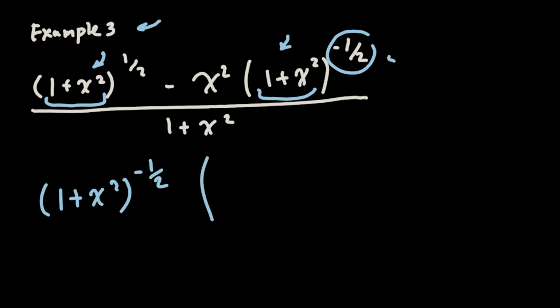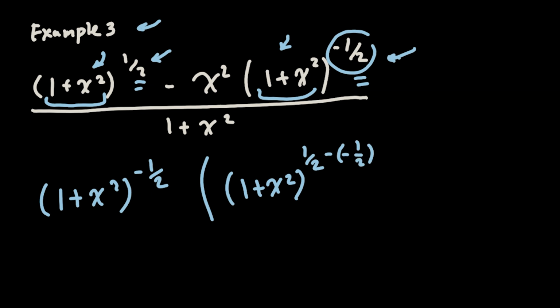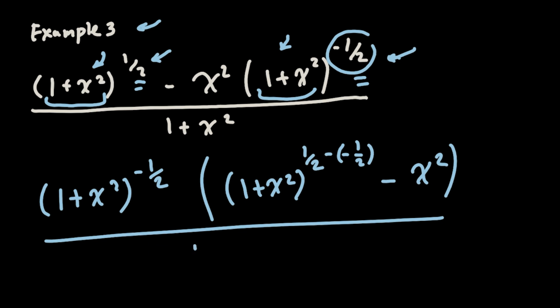Why have I taken this power, not this power? Because minus 1 over 2 is smaller than 1 over 2. So I will just take it as a common factor. So here I will have 1 plus x to the power 2, and here we have 1 over 2 minus 1 over 2, because we are dividing, so we are subtracting the powers, minus x to the power 2, over 1 plus x to the power 2.